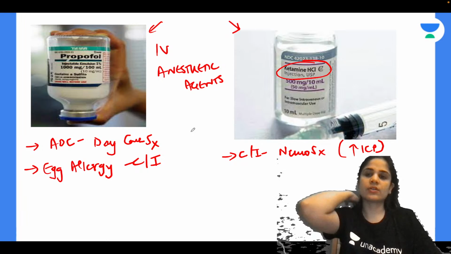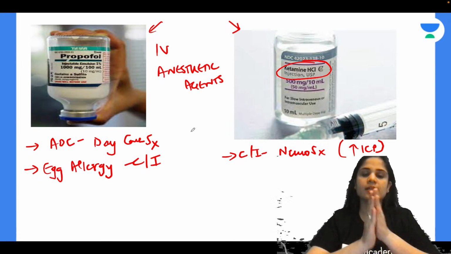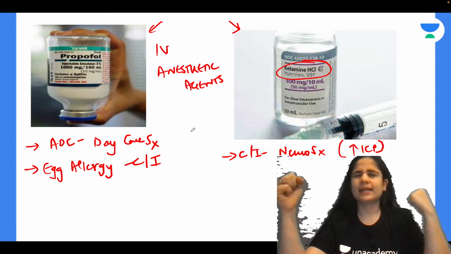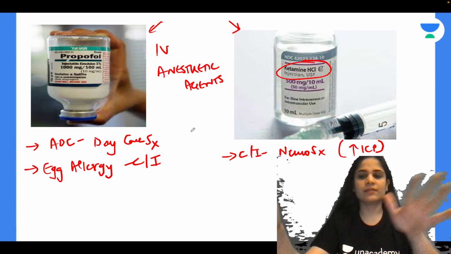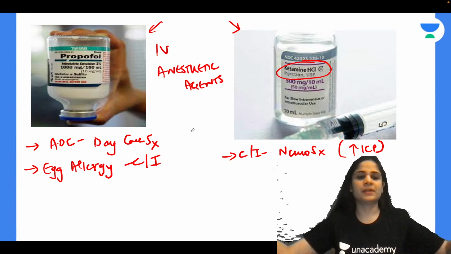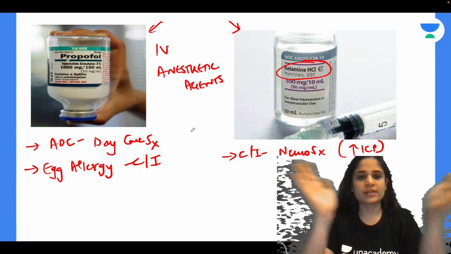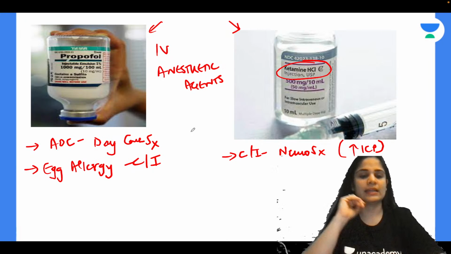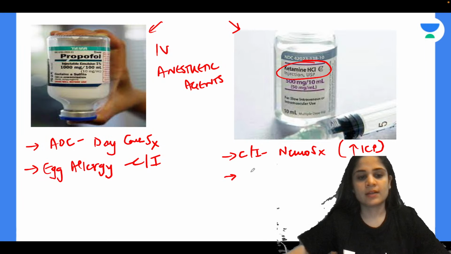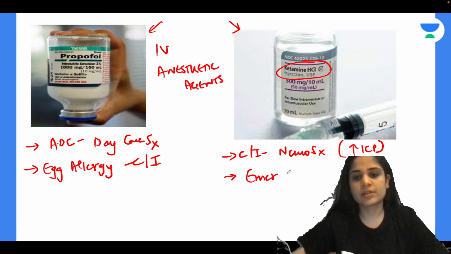IV anesthetic agent that causes emergence delirium. What is emergence delirium? When the patient is waking up from anesthesia, he will be completely delirious. He will start fighting with the anesthetist, with everyone, try to wake up, hit people, or he will start talking nonsense. So that is called emergence delirium while waking up from anesthesia. Excellent, Hemal, very good. So emergence delirium is seen with ketamine.